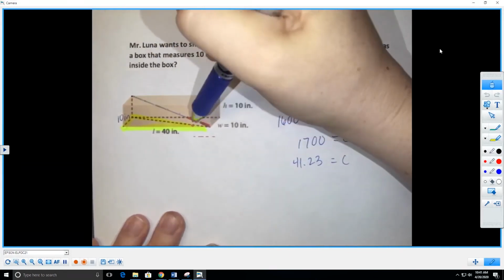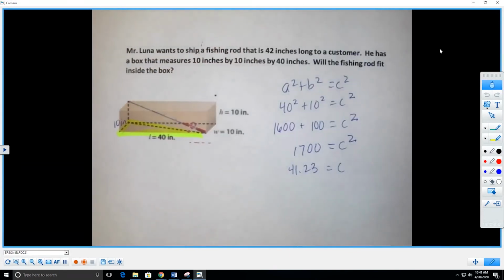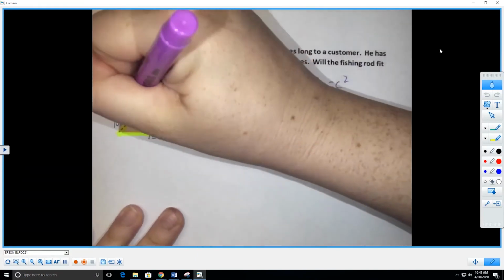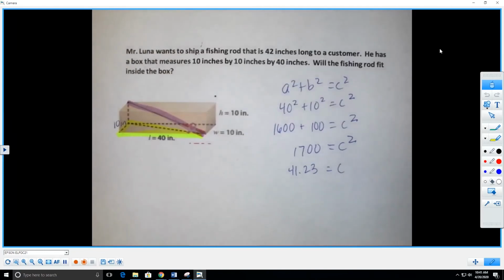Now we want to use this length to find the measure of the inside diagonal. So we're looking at this here. I'm going to highlight it in, let's do purple. This is what we're trying to find now. I'll get you started again and see if you can answer the question about whether or not the fishing rod that's 42 inches will fit in the box.